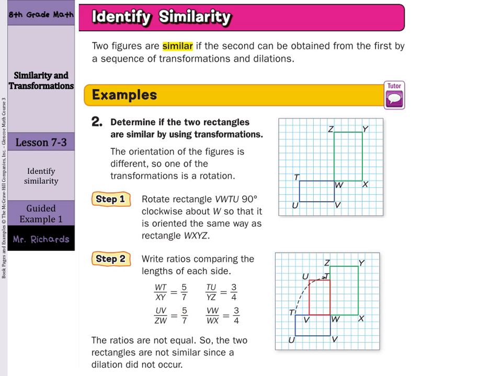So far we're okay. But our problem is TU here with YZ, that's 3/4, and VW to WX is also 3/4. And so these ratios are not equal. So the two rectangles are not similar since the dilation did not occur. If we have, like we did in example 1, equal ratios, then we can create a dilation. If we do not have equal ratios, we cannot.